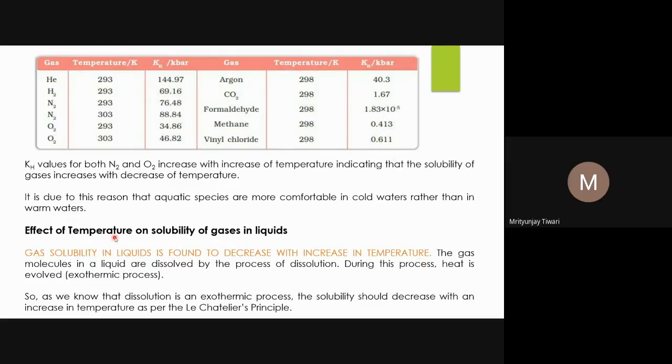Now let us look into the effect of temperature on solubility of gases in liquids. Gas solubility in liquids is found to decrease with increase in temperature. This is what we have seen in the examples for nitrogen and oxygen. It means the solubility of gas in water is an exothermic process. So if you increase the temperature, the solubility of gas in water decreases.